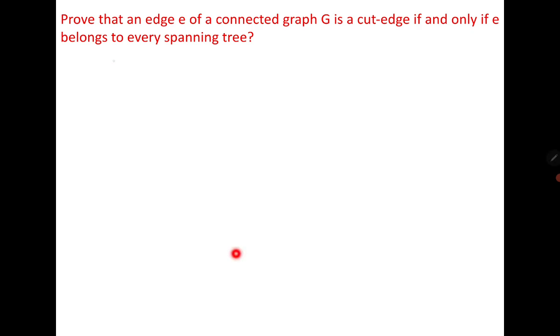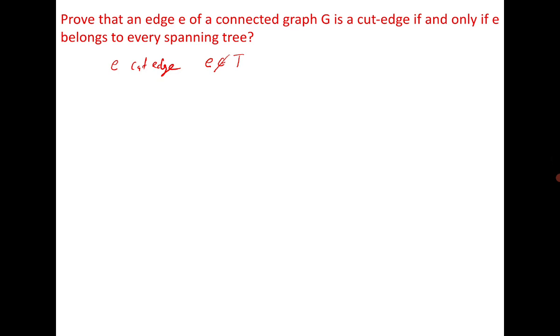So to prove it, first assume that E is a cut edge. Cut edge means that if we delete it, then the graph becomes disconnected. And we have to prove that it belongs to every spanning tree. We'll try to prove it by contradiction, which means that we assume that there is an edge E which does not belong to a spanning tree T.